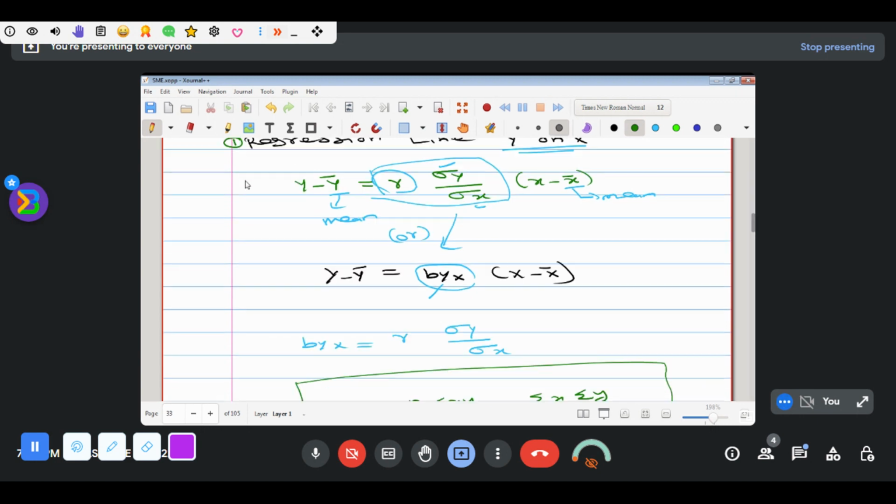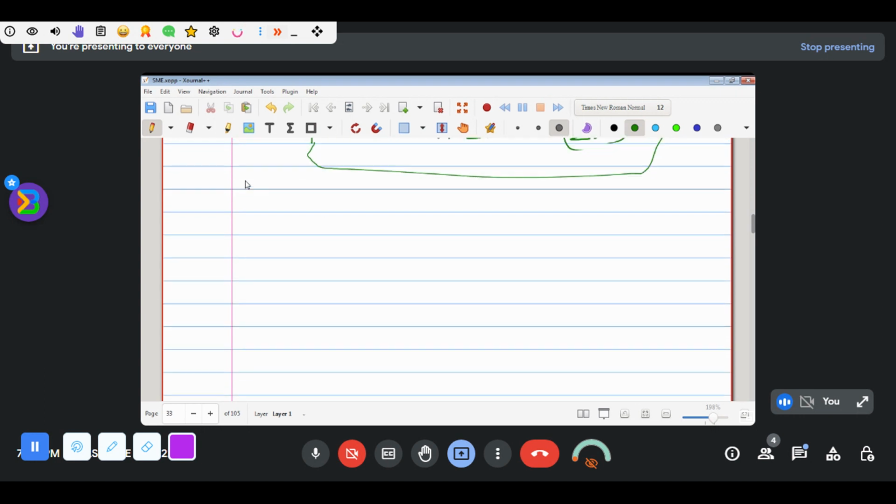With the same idea, what is the formula of the regression line x on y? Regression line x on y: x minus x bar equal to r into sigma x divided by sigma y into y minus y bar.